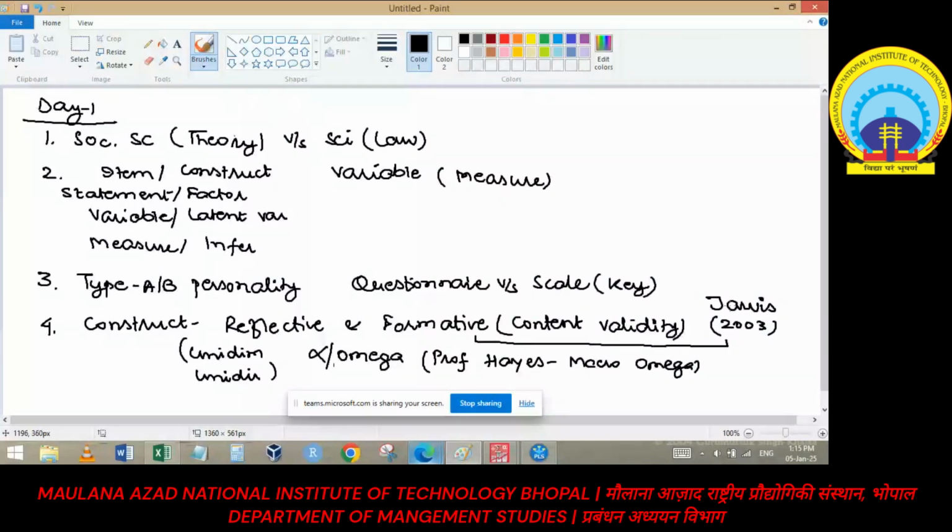Very wonderfully given. Apart from that, we discussed a little bit about the framework, how to make the theory. So basically, two are the methods.